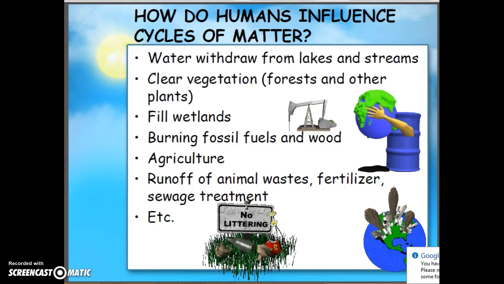We're constantly burning fossil fuels as we drive our vehicles or when we burn wood. For agriculture practices, we're using insecticides and pesticides that then run off into our lakes, ponds, streams, and rivers. In addition, our runoff of animal waste and different sewage treatment, as well as those fertilizers we just talked about. Even the simple fact of driving down the road and throwing your McDonald's bag out the car window, that's a form of influencing these naturally occurring cycles.